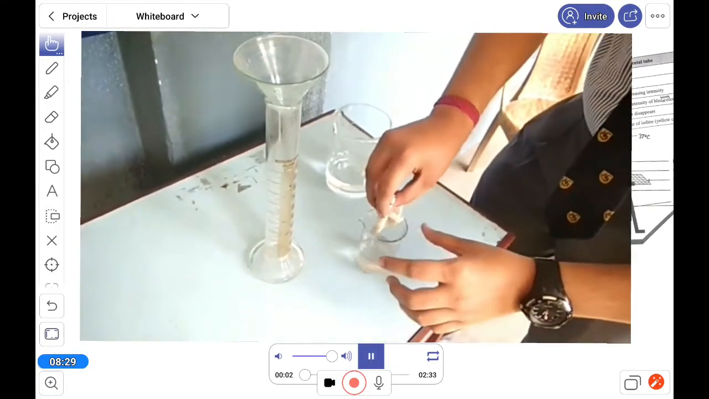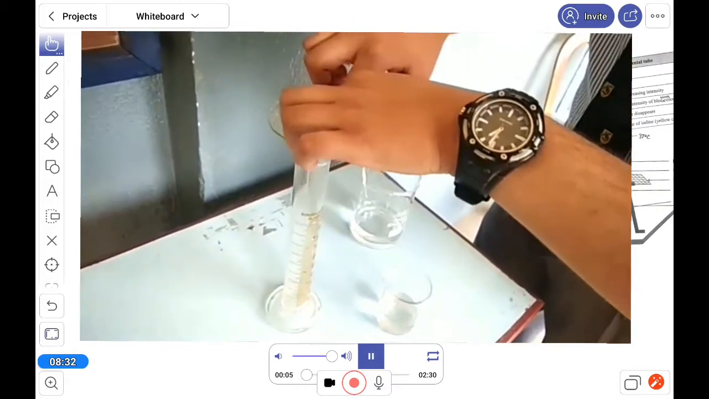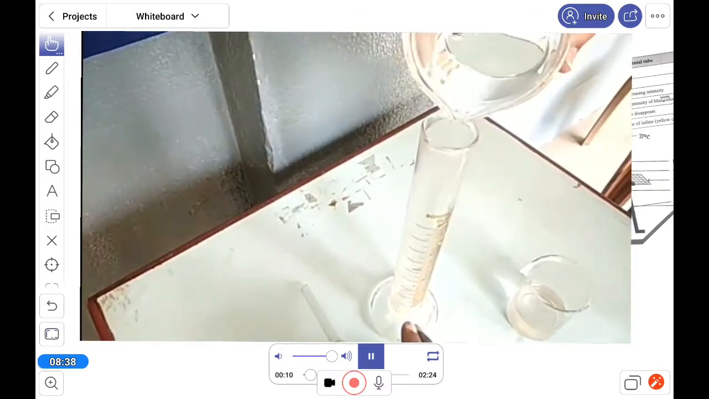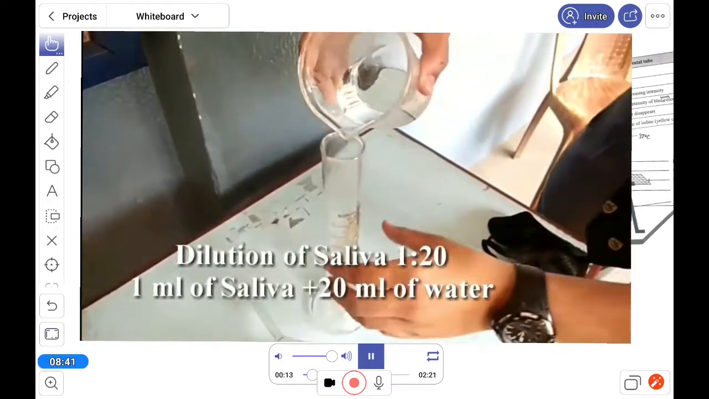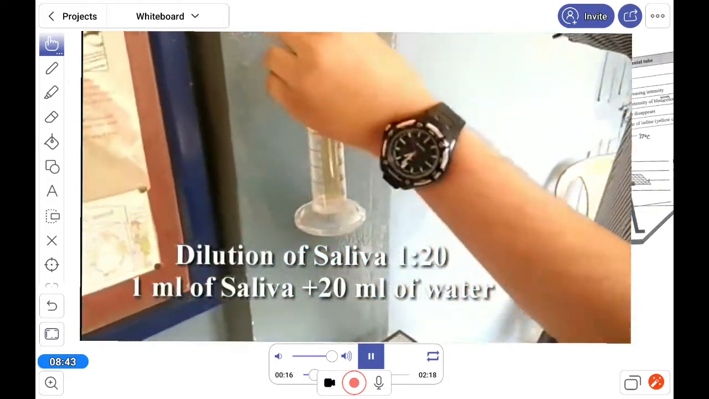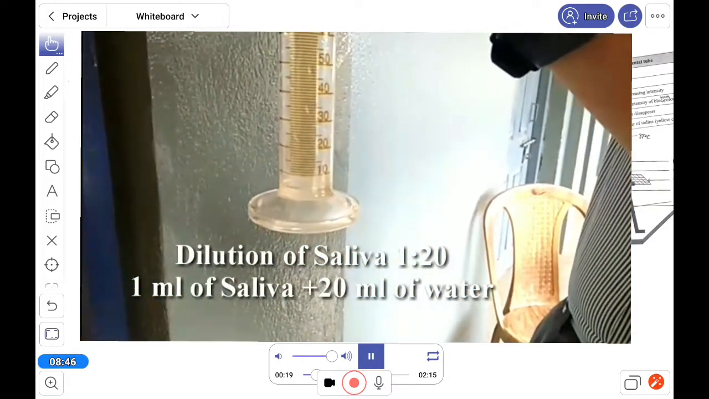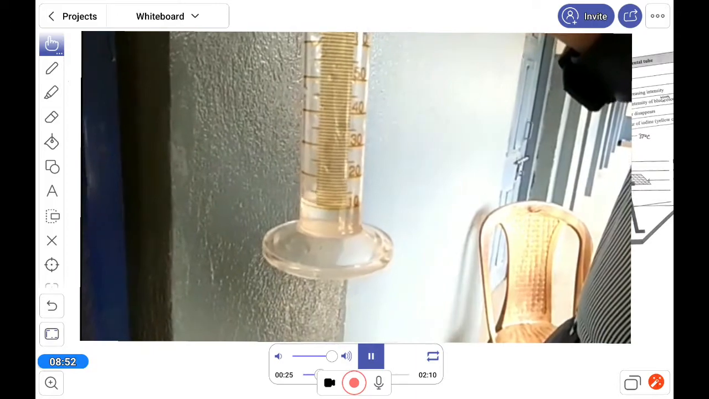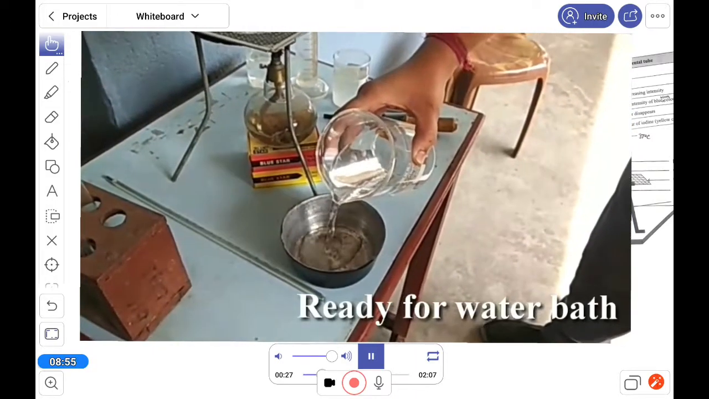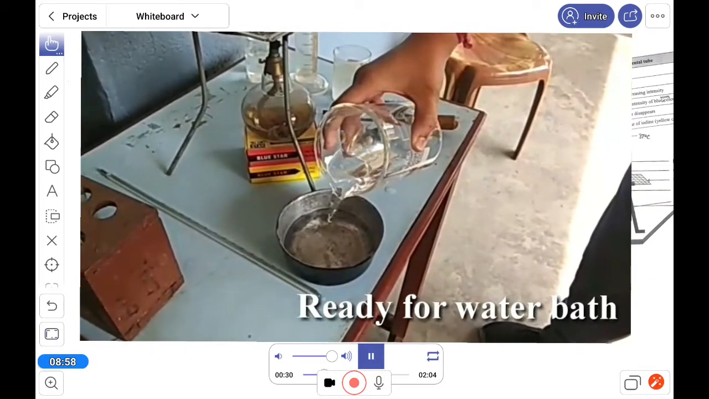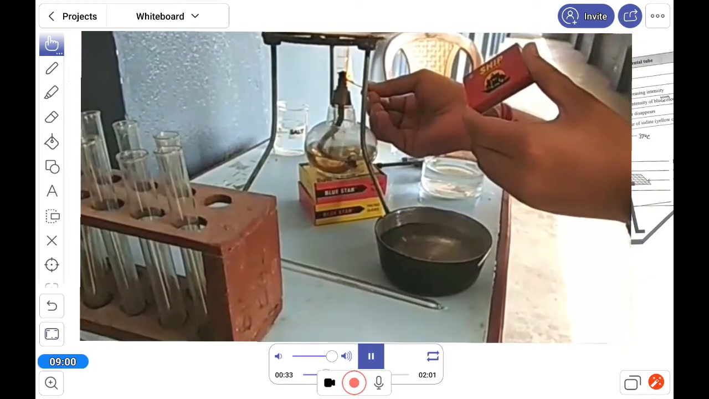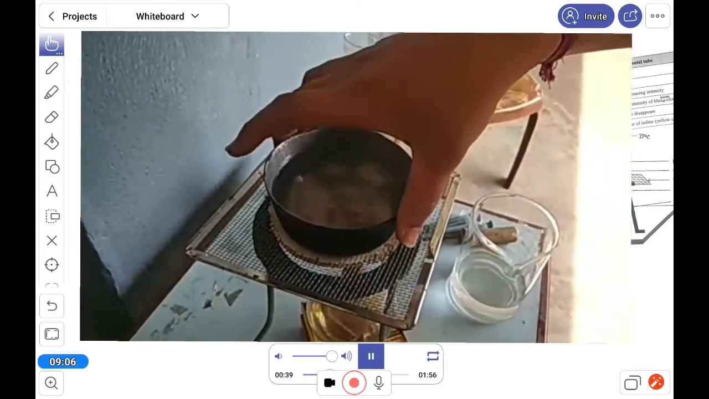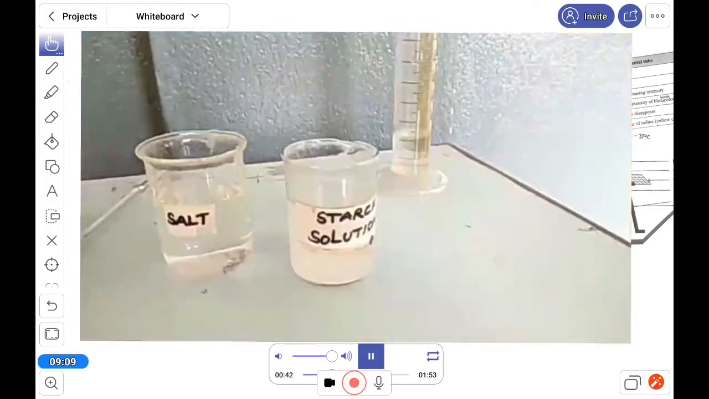Here we are doing the experiment. First we are collecting the saliva from the mouth. After that we dilute it 1:20, meaning 1 ml of saliva with 20 parts of water added, so the saliva is diluted. Actually in our mouth also it works like that. Then we get ready for the water bath. At first we take it up to 40 degrees, then it gradually decreases to 37 degrees.